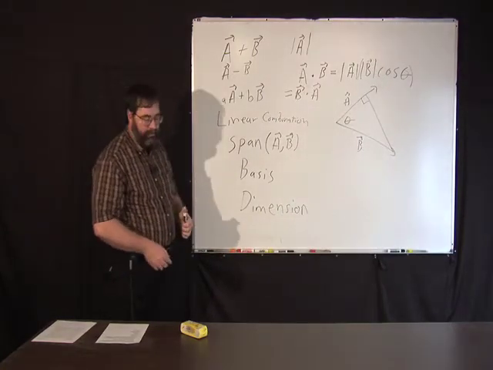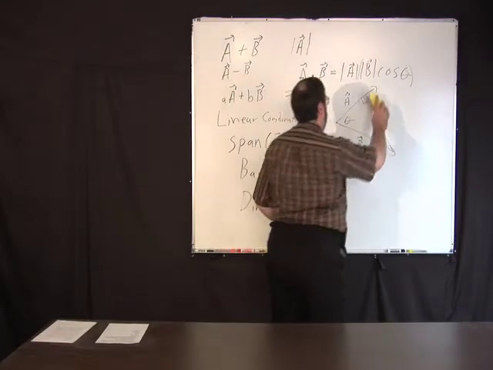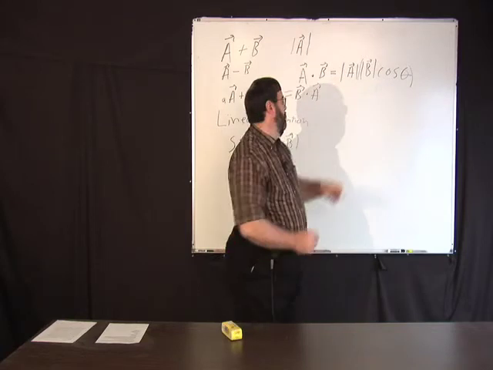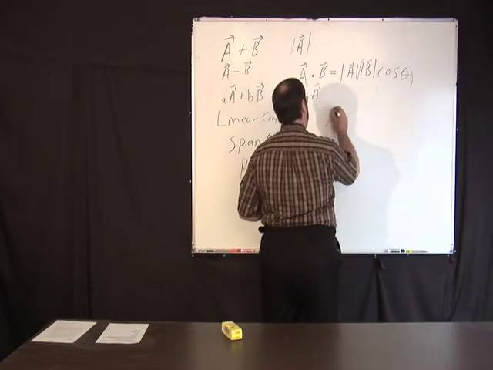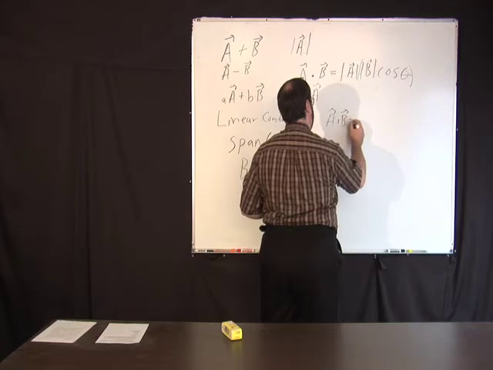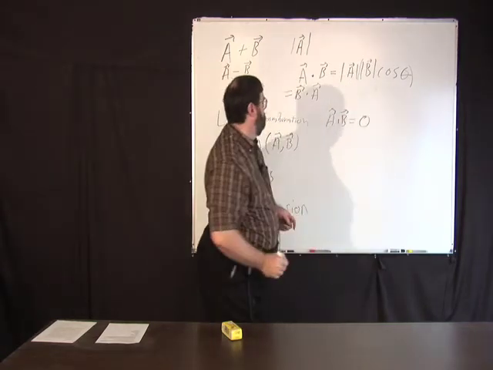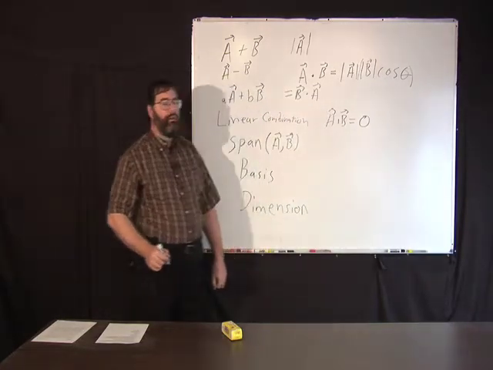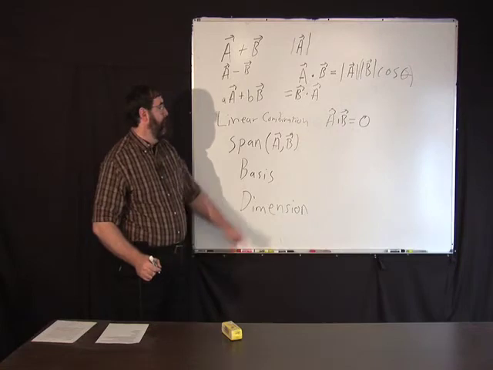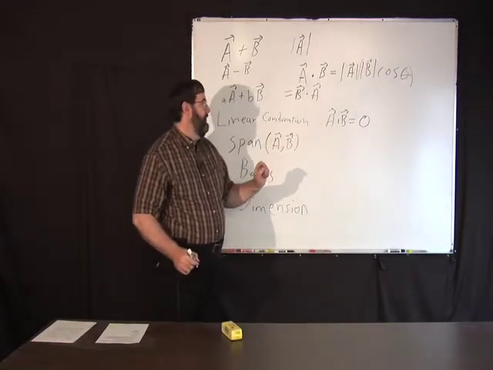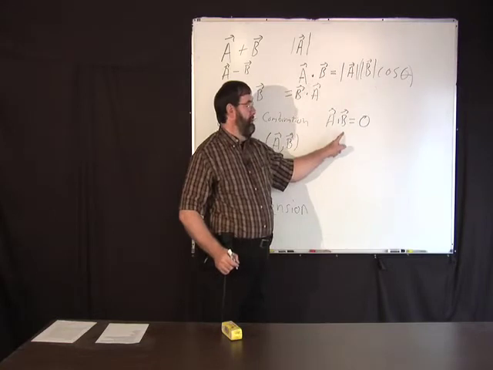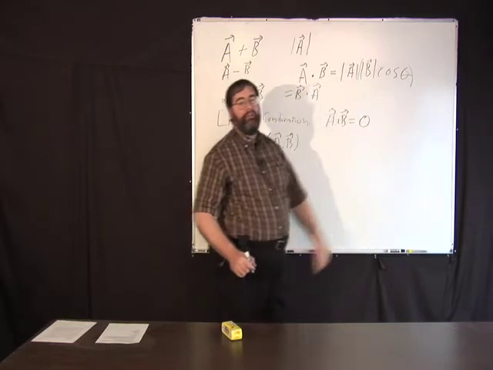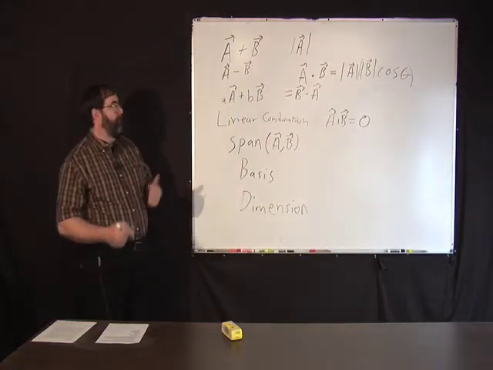Okay, there's another special case. Well, when cosine theta is 0, A dot B equals 0. For when this case is true, the vectors are said to be orthogonal. Now, in the particular case, if A is non-zero and B is not 0, it means they're perpendicular because cosine theta is 0. So theta has to be 90 degrees, so the vectors are perpendicular.